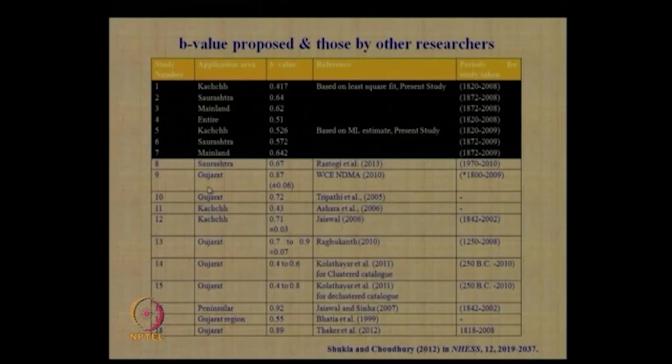Next, in the previous lecture we had also seen the beta values, or b values, of the Gutenberg-Richter equation as proposed by present theory and by other researchers for the same Gujarat region. We have seen that our values are well comparable with some of the researchers' findings when the range of the earthquake data set considered is similar, and more so with the recent value of 0.67 of Rastogi et al. of 2013 for the Saurashtra region.